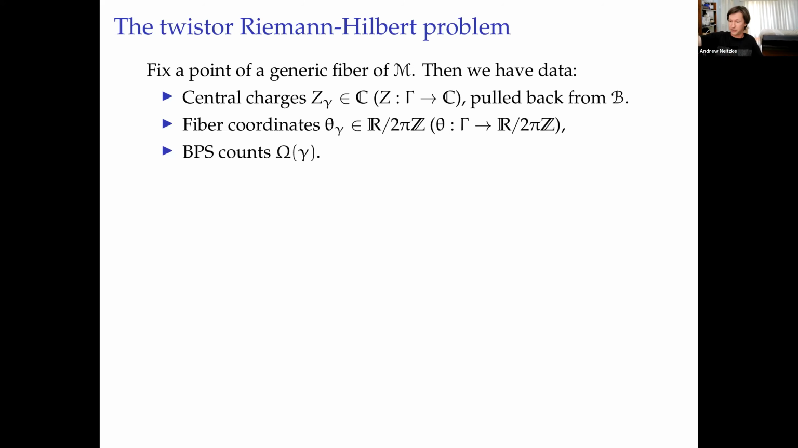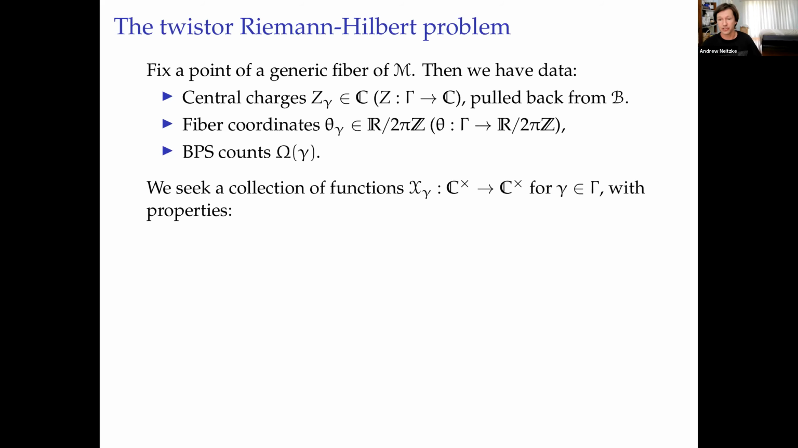And so we have the fiber coordinates, which are kind of like angle coordinates. You can think of that as a function from gamma to the circle. And then we have these integers, omega of gamma. And that's the data that we're going to use to construct the coordinates.